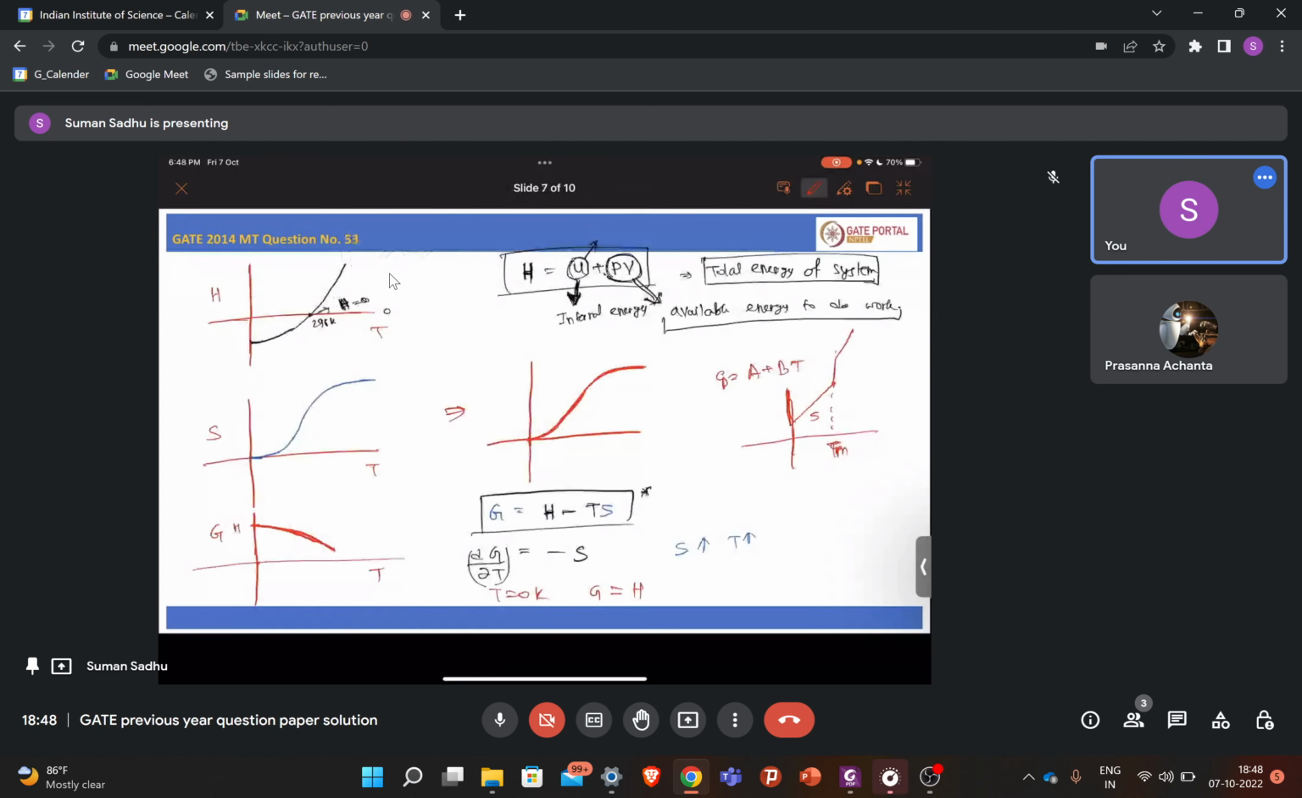Sir, once explain the H versus T curve, enthalpy versus temperature. H, right, this one. H means enthalpy, which is the total energy associated with the system.